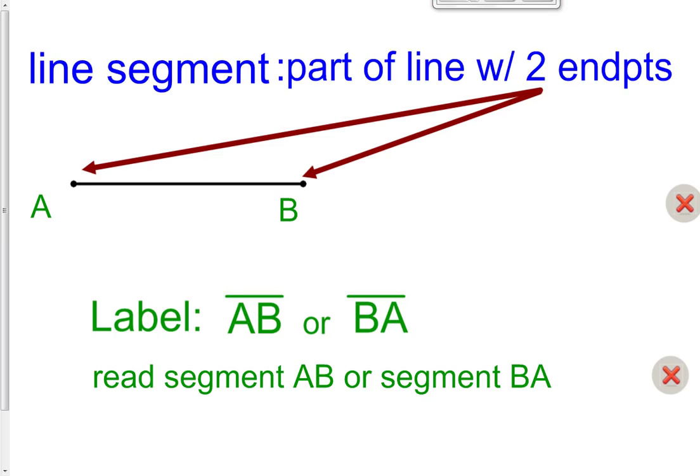So we label this as line segment AB or line segment BA. And that's how it's read. It's read as segment AB or segment BA. So this notation at the top has a big meaning. If there's arrows, it means that it's a line. It goes on forever. If it doesn't have arrows, it means it's a segment. It has a definite start and a definite stop.